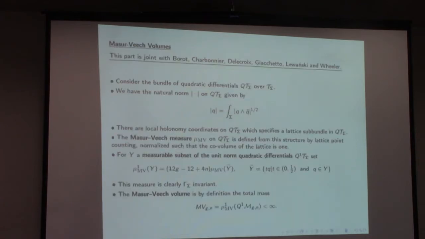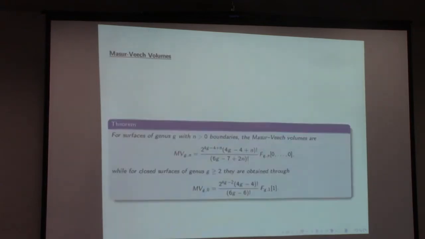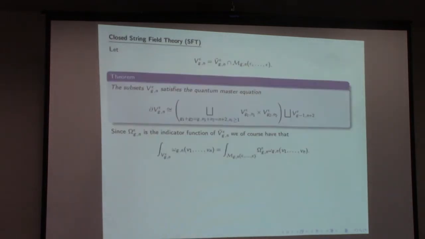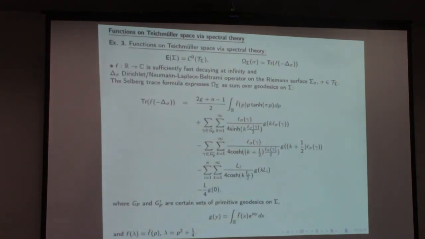Okay, very good. So for the moment I will skip this. I'll come back to it, but I want to come to this example here, the third example I gave. The target theory is now back to functions on Teichmüller space, but the function I take is the trace of f applied to the Laplace-Beltrami operator, with either Dirichlet or Neumann boundary conditions, because we're looking at surfaces with boundary.